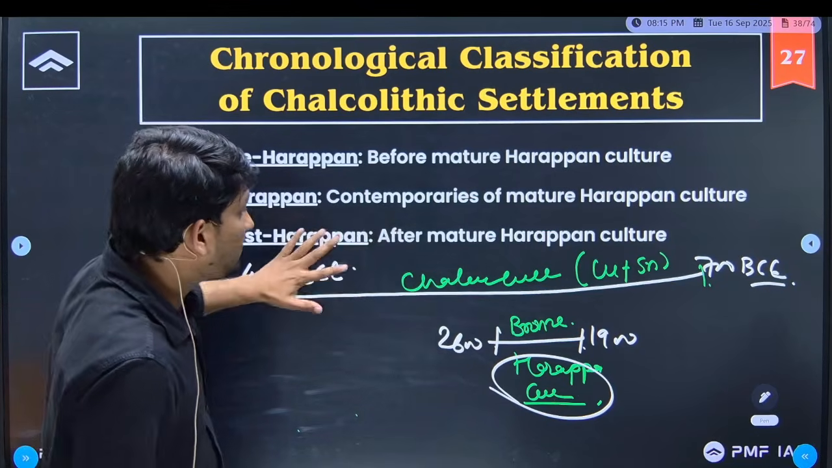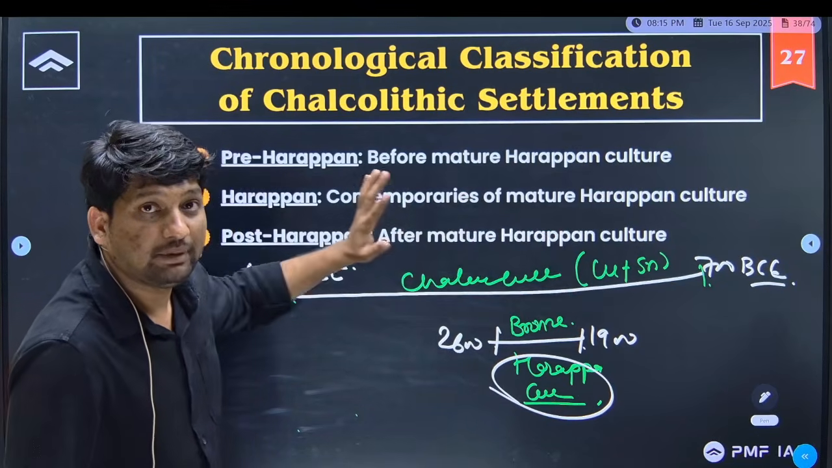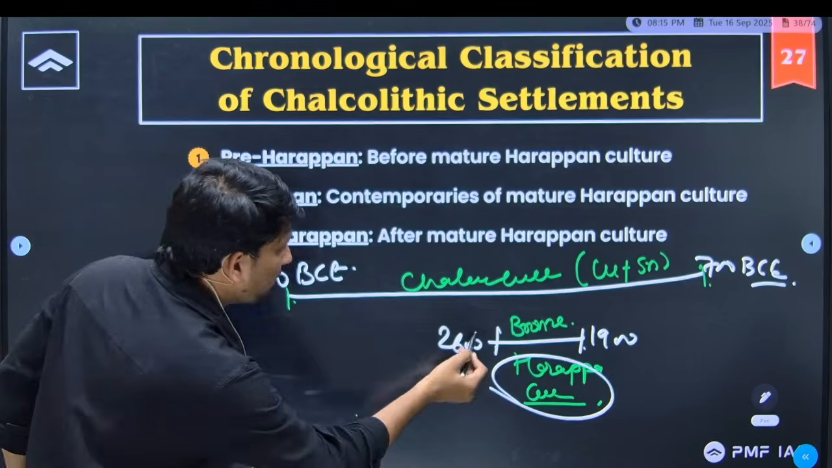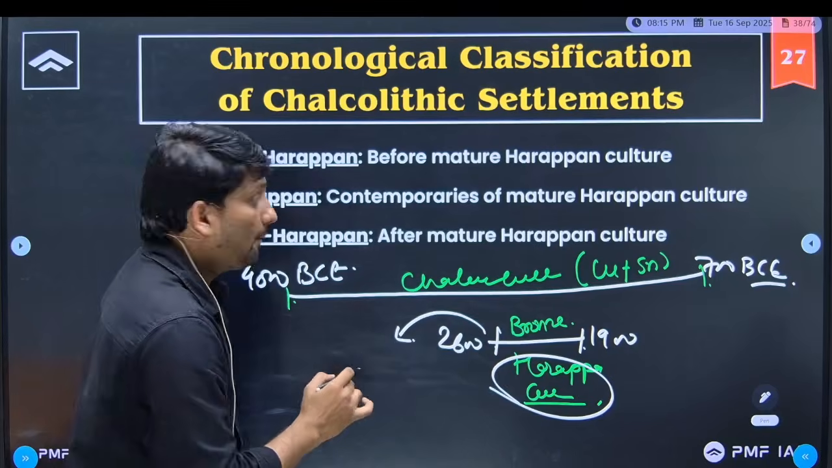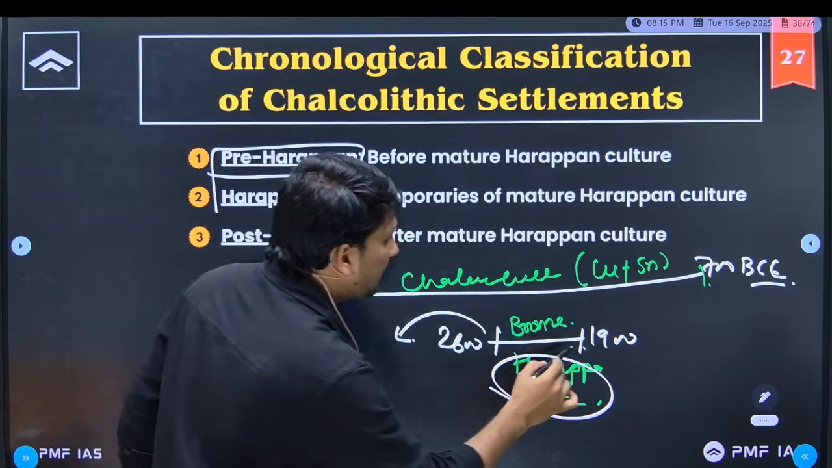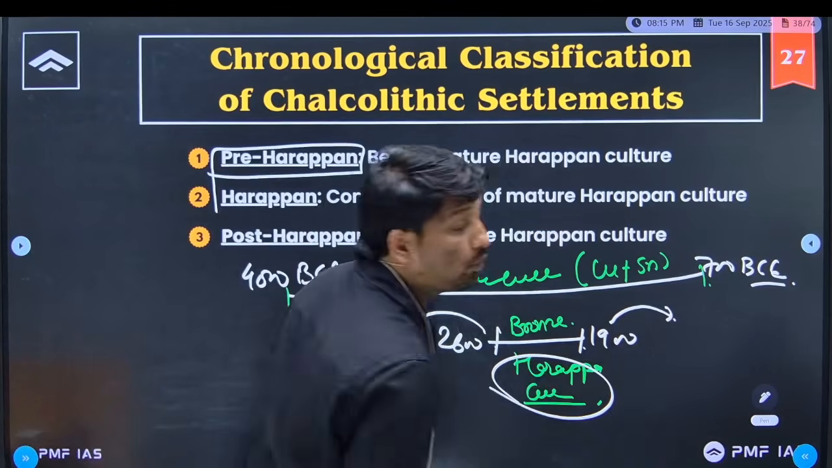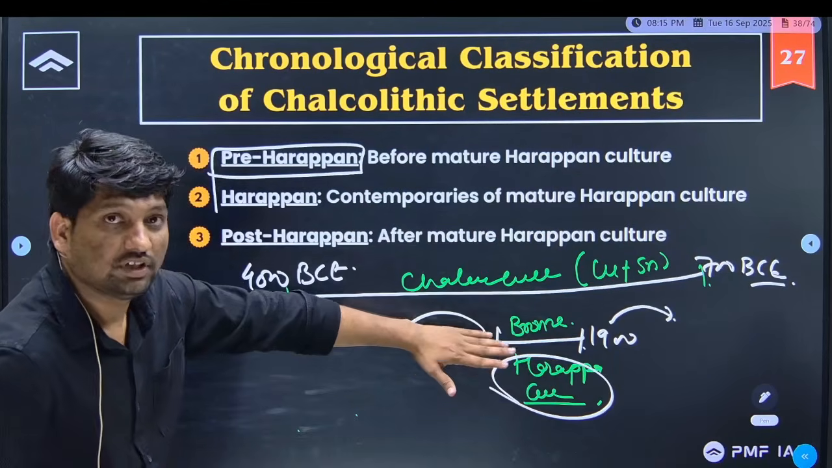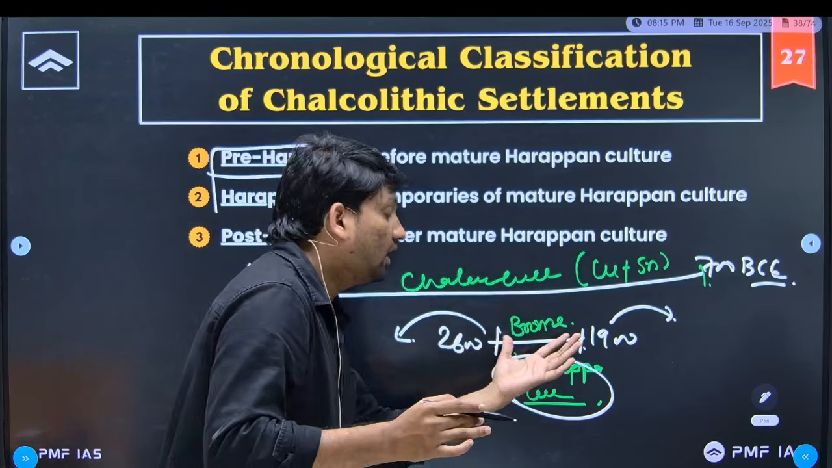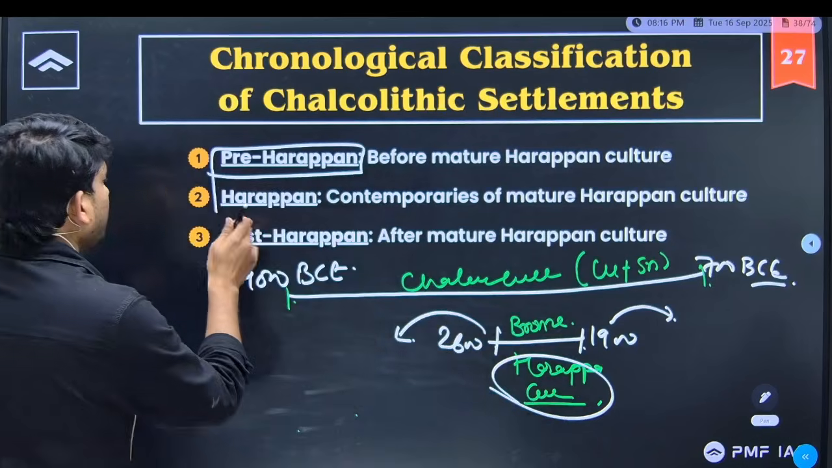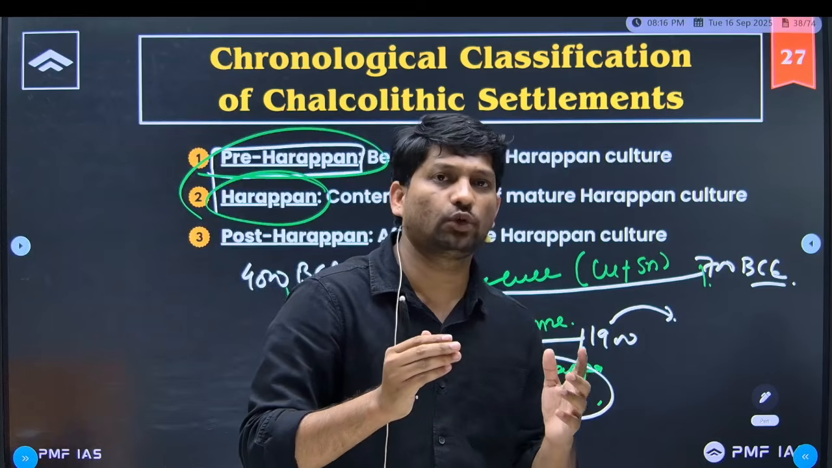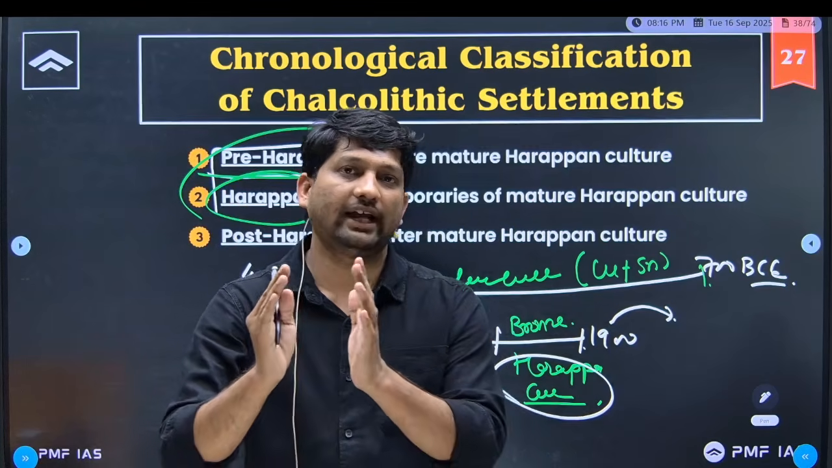So all these Chalcolithic sites can be divided into three phases. First, before 2600, the pre-Harappan Chalcolithic sites. After 1900, we can call them post-Harappan, and the Chalcolithic sites which existed along with the Harappan culture, we call Harappan sites. So remember, based on this, they are classified into pre-Harappan, Harappan and post-Harappan.